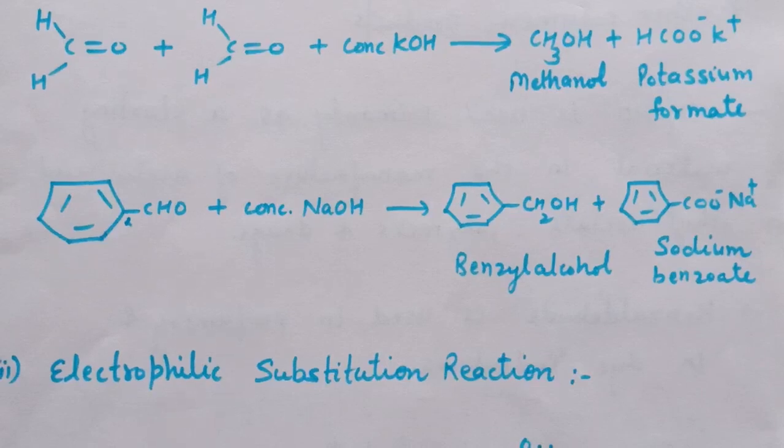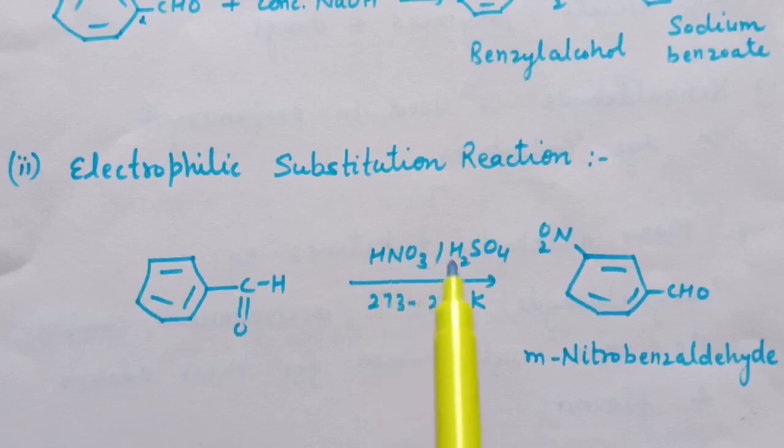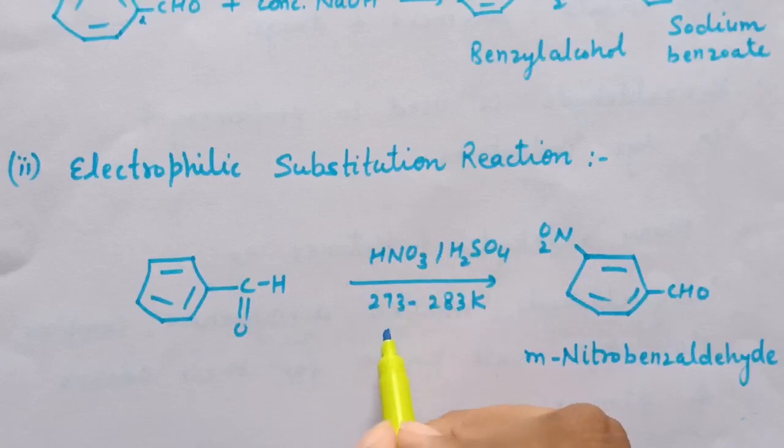Now third is electrophilic substitution reaction. As we know that CHO group is deactivating group. It withdraws electron density from benzene ring and therefore electron density on benzene ring decreases. So here if we do the electrophilic substitution reaction of benzaldehyde, here HNO3 and H2SO4 is used. So the electrophile is NO2 positive.